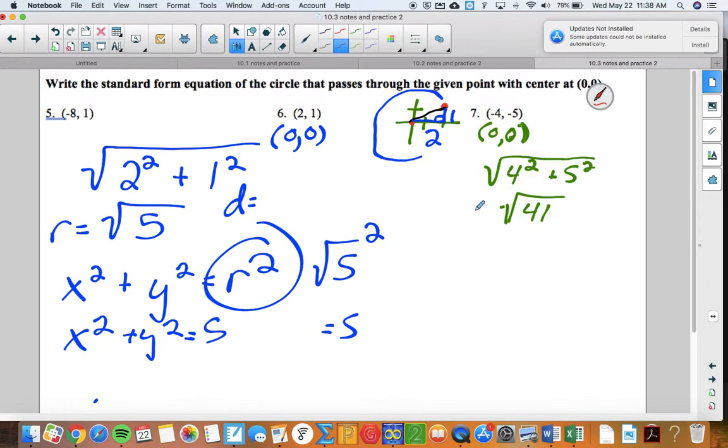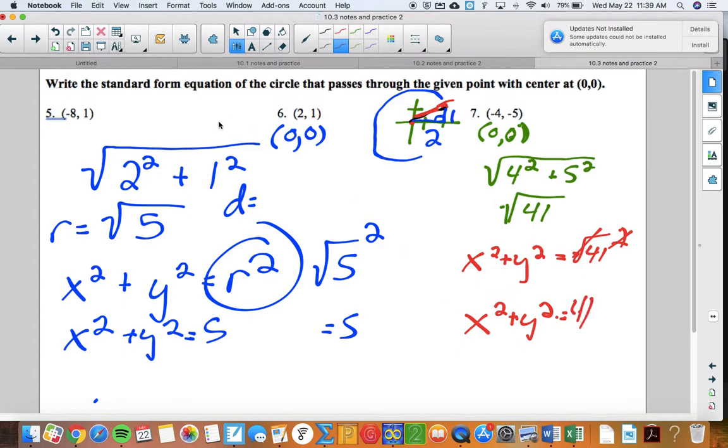So, x squared plus y squared equals, this goes in place of the length of my radius. Square root of 41 squared, you're probably like, dude, the squares and the square roots cancel out, so the best answer is x squared plus y squared equals 41. All right.